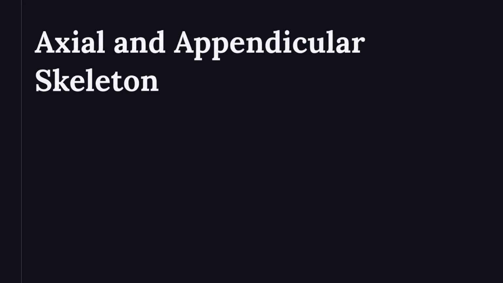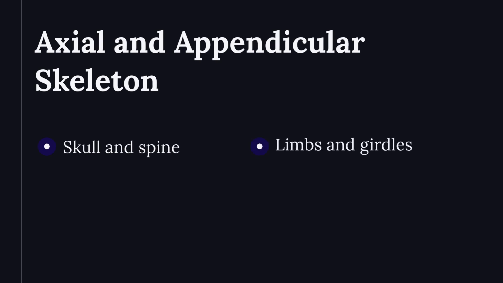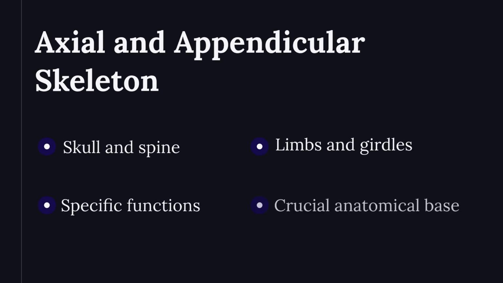The axial skeleton includes the skull and spine. The appendicular skeleton comprises limbs and girdles. Each part has specific functions. Understanding these divisions is crucial. It forms the foundation of anatomical knowledge.